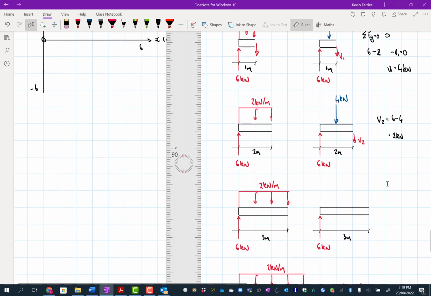If we go along another meter, this time the point load would be again in the center, and this is going to be 2 kilonewtons per meter over 3 meters, so that's going to be 6 kilonewtons this time. And so we're going up 6, down 6 kilonewtons. So by the time you get to this point, this is V3 this time, it is 6 minus 6, which is equal to 0 kilonewtons.